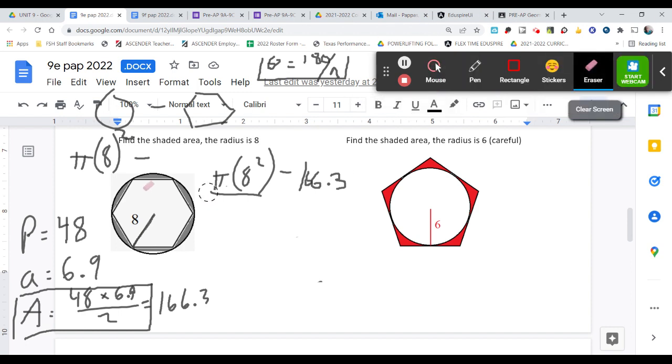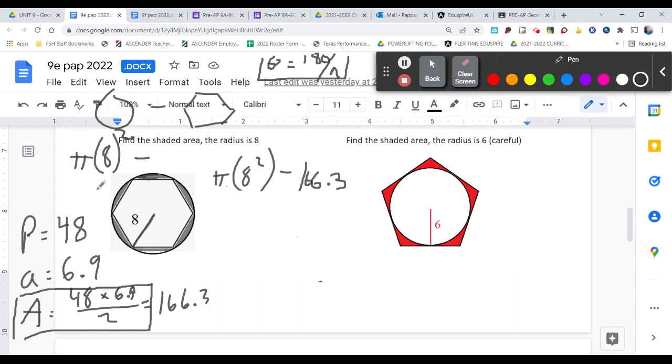All right, so remember, we're going back to the big picture here. To find the shaded area, so this gray area here, we have to do the full circle, which is pi times 8 squared. And we've got to minus the hexagon. So the hexagon area was 166.3 because we had to do perimeter times apothem divided by 2 over here. Okay.